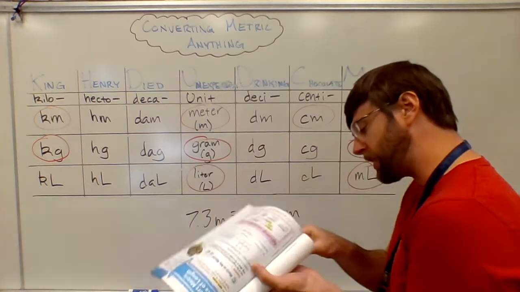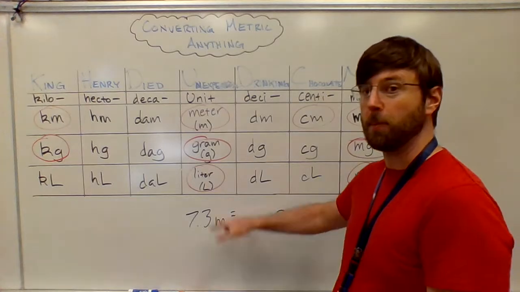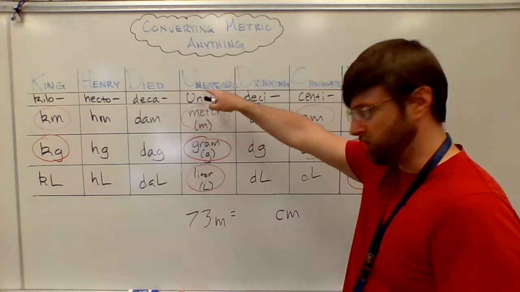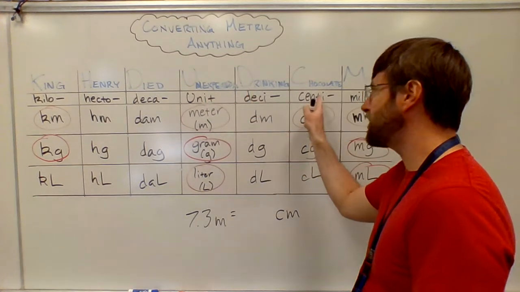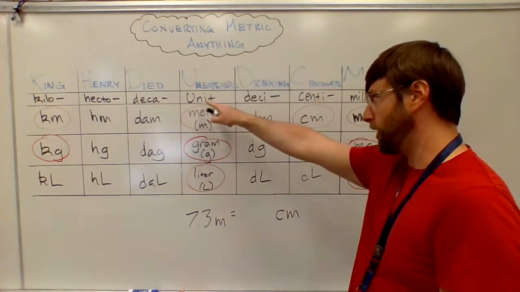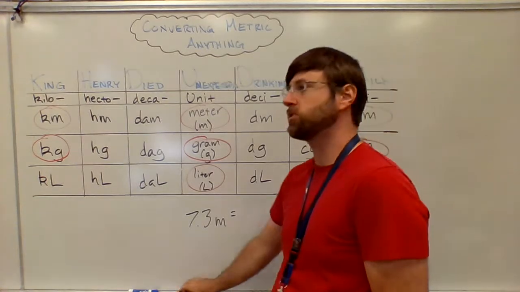So I point at where I'm starting, which is meters, the base unit. So I'm starting with the base unit, and I'm going to centimeters. To get from the base unit to centi, I go twice to the right. Did you see I went once, twice to the right? So guess what happens to the decimal? It also shifts twice to the right.